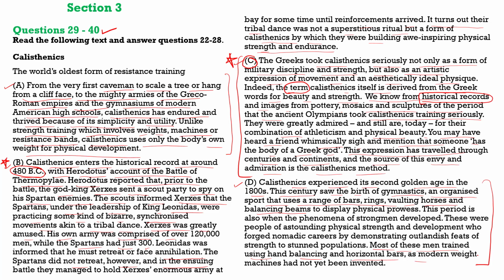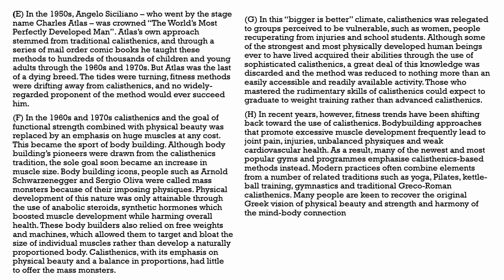Now we need to move further in our passage. Let us read paragraph number E. In the 1950s, Angelo Siciliano, who went by the stage name Charles Atlas, was crowned the world's most perfectly developed man. Atlas' own approach stemmed from traditional calisthenics, and through a series of mail-order comic books, he taught these methods to hundreds of thousands of children and young adults through the 1960s and 1970s. But Atlas was the last of a dying breed.